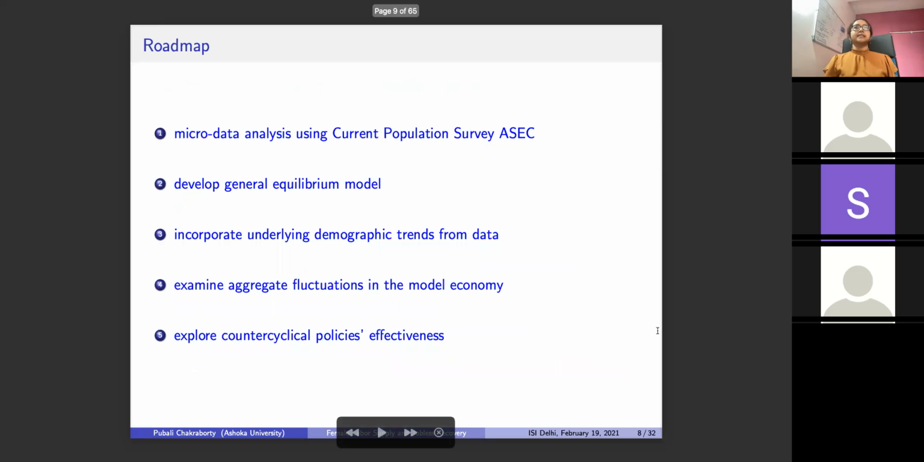So this is a broad roadmap of this talk. I'll start with showing you what the results are from the data analysis, which helped me to then develop a general equilibrium model. Once I calibrate the model to replicate what the labor supply would look like in 1968, I allow these demographic trends, namely the gender wage gap, number of young children at home, marriage rates, divorce rates, these four factors to change over time. And I allow agents in my framework to respond to these different changes.